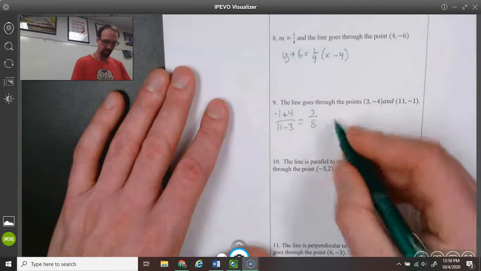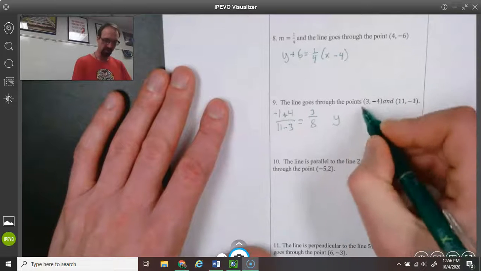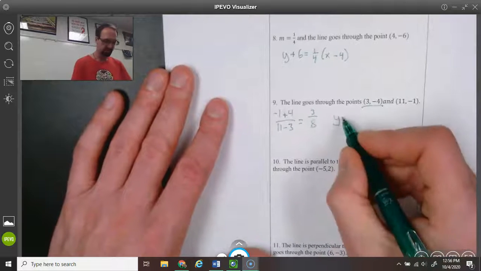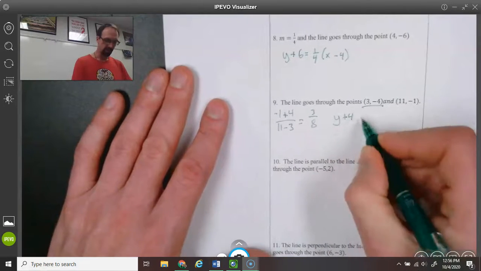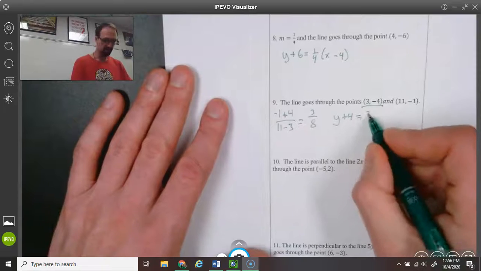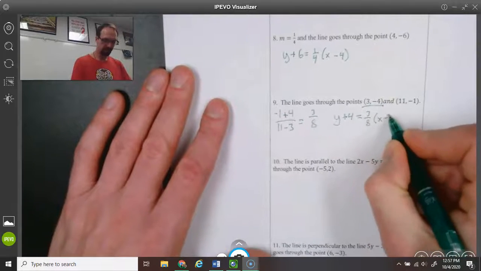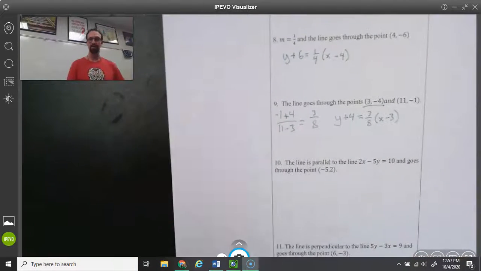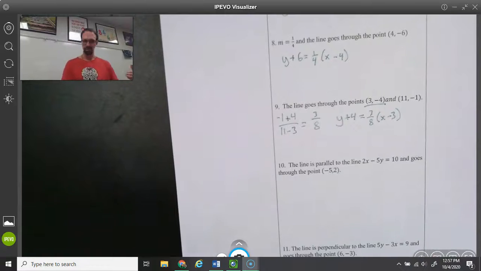So I think point-slope form is probably going to be our best bet. And I'm going to use the first one. When in doubt, use the first. y plus 4, because minus a -4, equals 3/8 times x minus 3. I do not need to convert it unless it asks me to.